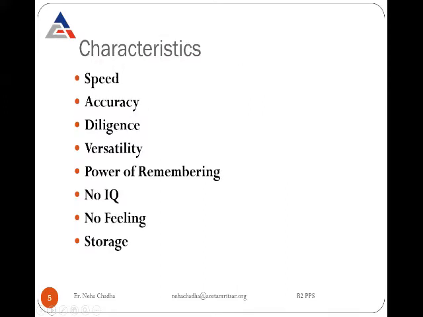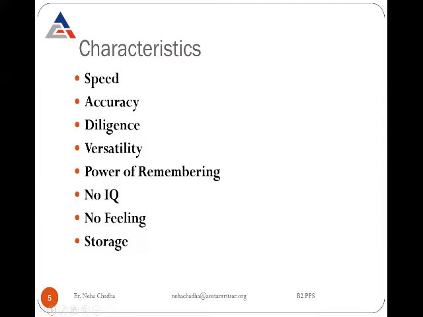These are the characteristics of computer. First is the speed. Computers work at a very fast pace, so you don't have to wait much for the output. Then is the accuracy. Computers give you accurate results, but I will add one thing: it depends upon the input by the user. If you provide wrong input, it will not give you an accurate result. It will give accurate results only when the user gives the right input.